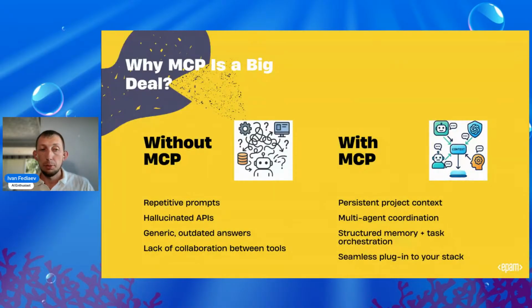So if you see the points when we don't use MCP, we have to repeat prompts, we have to repeat context, and sometimes it generates something unrealistic, and it works based on outdated information, etc. And that's the main problem: the lack of collaboration between tools. Sometimes your request can run a couple of tools, but all of them do it separately.